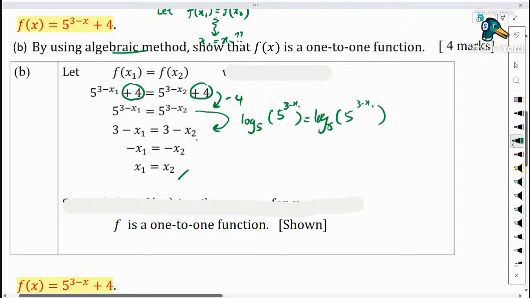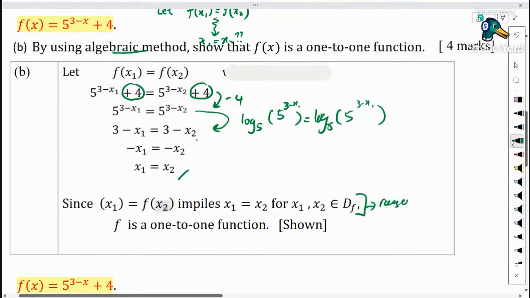And if, let's say, they want further explanation, why is this one-to-one? Then this is the reasoning that you should have, the reason. Sorry, I'm missing the f here. So f(x1) equals f(x2). This implies that x1 equals x2. Starting from this, we get the answer f(x1) equals f(x2) gives x1 equals x2. Therefore, f is a one-to-one function.